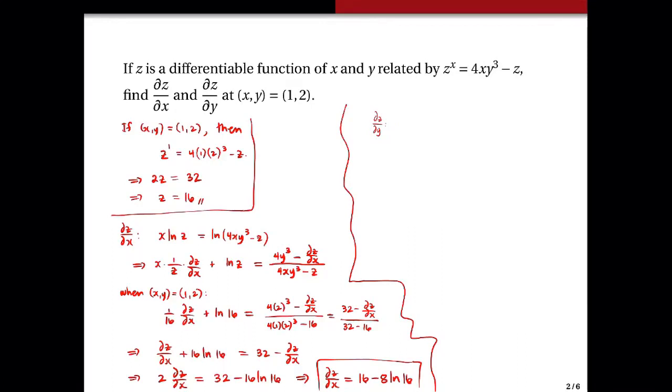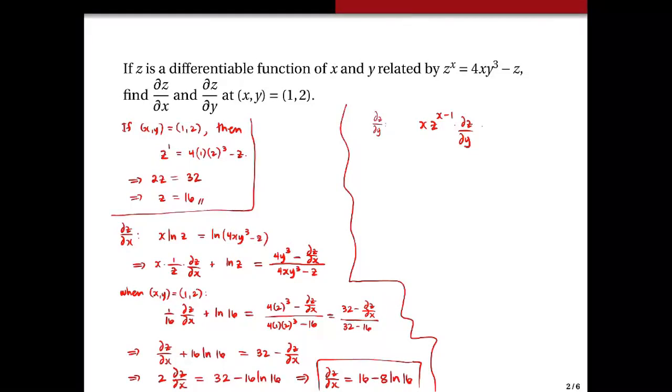Therefore, this guy here, it's just z raised to some constant power. So we can just use the power rule there when we start differentiating with respect to y. So we will have x times z raised to x minus 1. By chain rule, we multiply this by the derivative of z with respect to y.